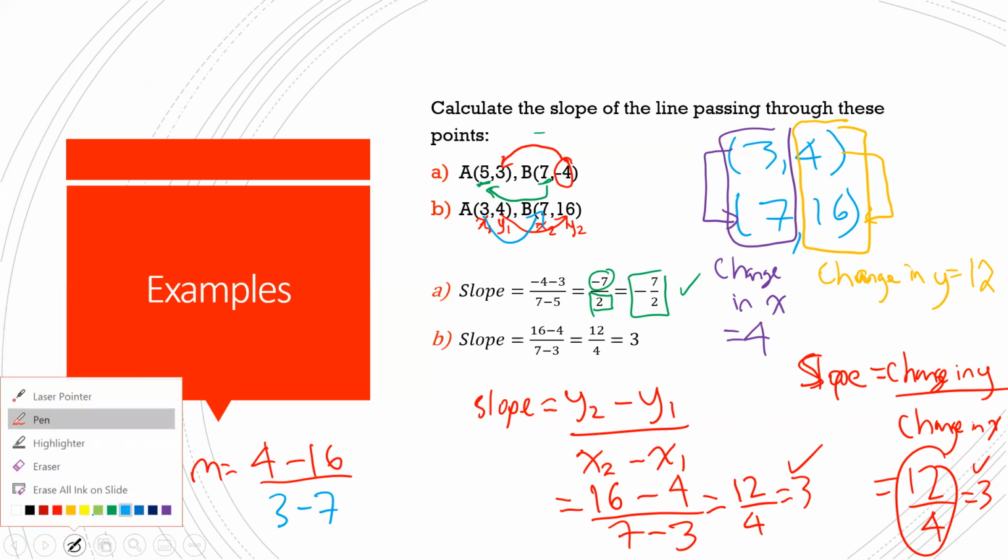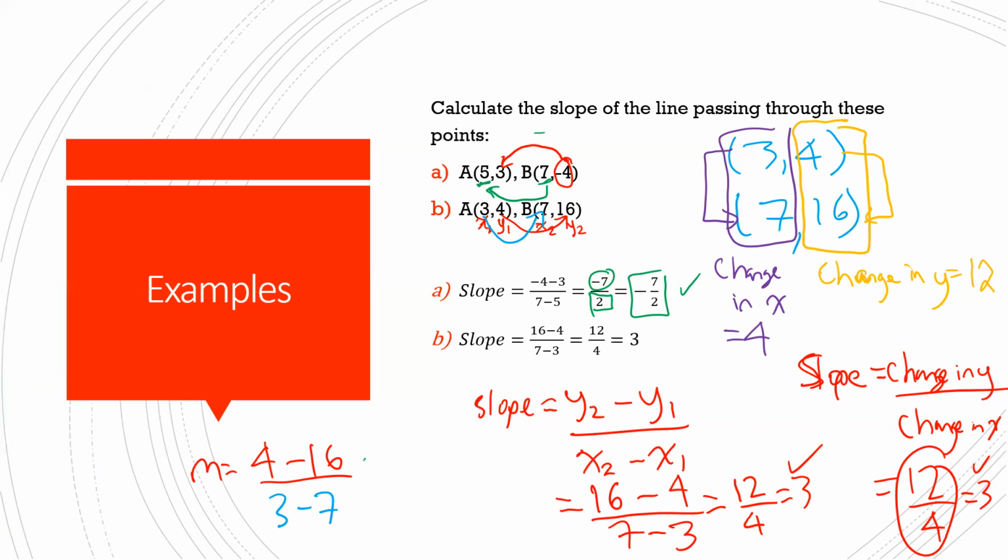And then in this case, you're still going to get the same answer, but it just gets a little bit more complicated because you end up with negatives. You end up with negative 12 divided by negative 4. And it might look like you get a negative answer, but remember, a negative divided by a negative actually gives you a positive. So in the end, you get the same answer either way.